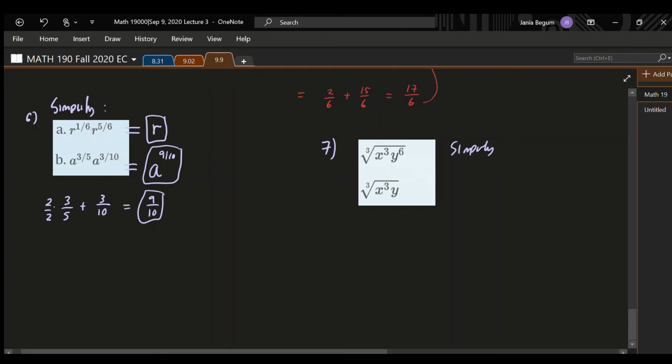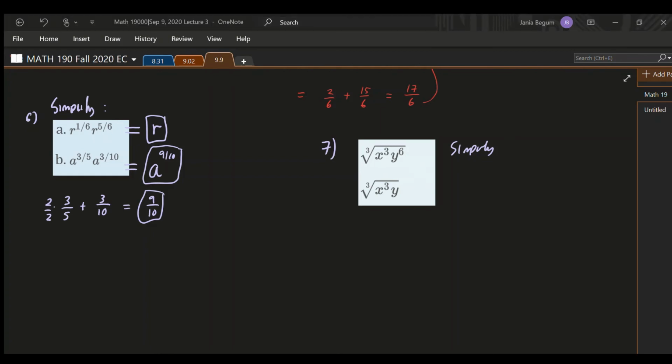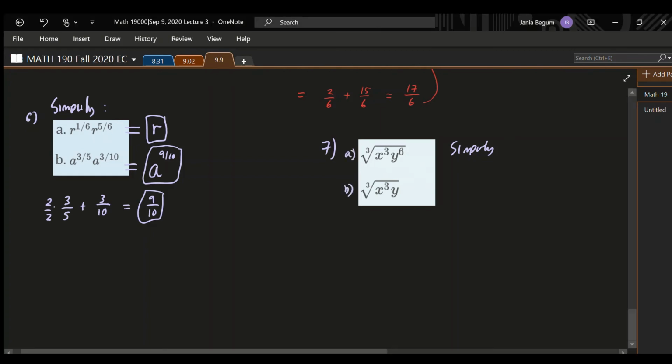Now, every time you have something like this where it's a variable, not a number, you might want to rewrite, okay? So what I like to do is rewrite. So let's do the first one. Let's call this one A. Let's call this one B. So for A, I'm going to rewrite the radical as a power. So I have x to the third, y to the sixth, to the power 1/3, right? Because it's a cube root. And then go ahead and distribute the exponent. So you have x to the third to the power 1/3 times y to the sixth to the power 1/3.